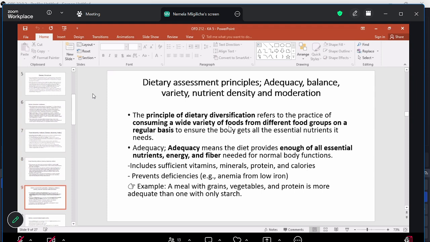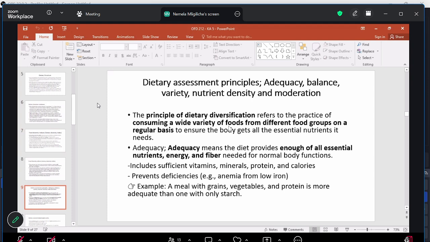Now let's look at the dietary assessment principles. Dietary assessment principles are normally determined by adequacy, balance, variety, nutrient density, and so on. The principle of dietary diversification refers to the practice of consuming a wide variety of food from different food groups on a regular basis to ensure that the body gets all the essential nutrients it needs.